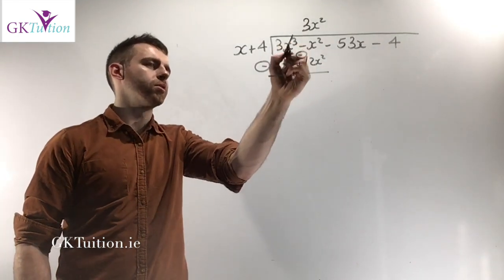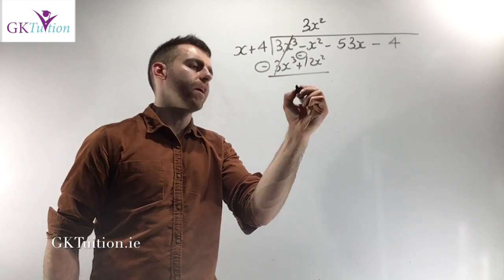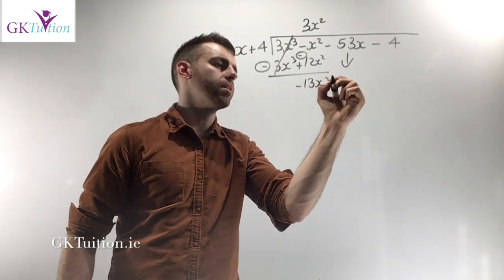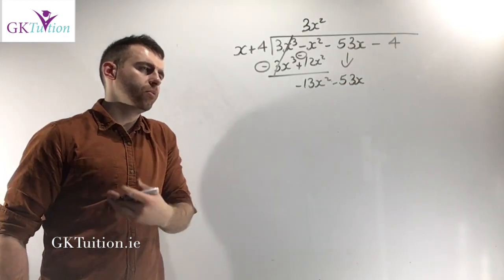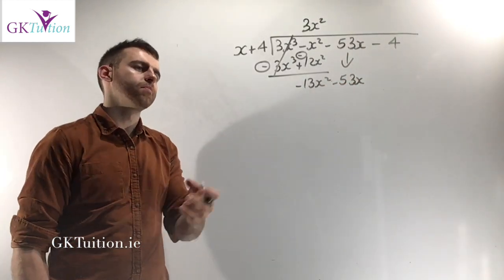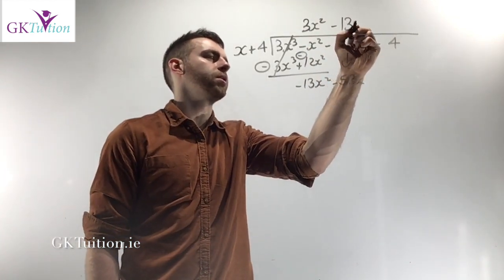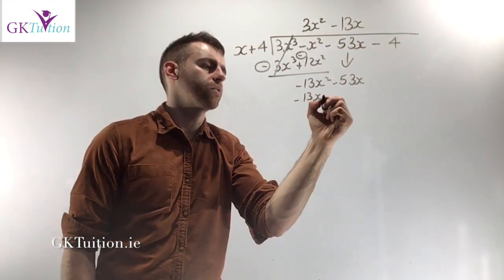3x cubed minus 3x cubed is 0. Minus x squared minus 12x squared is minus 13x squared. And then you take down the next term, which in this case is minus 53x. And then we just start our process all over again. X into minus 13x squared is minus 13x. Minus 13 by x gives you minus 13x squared.